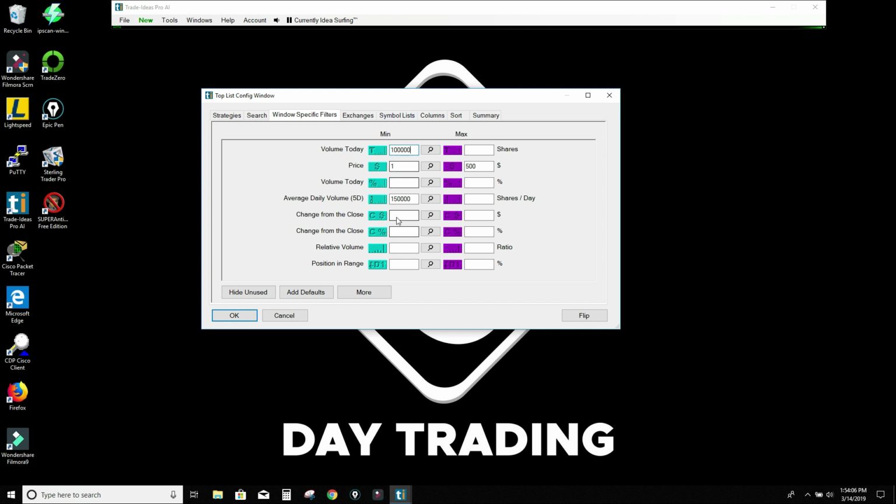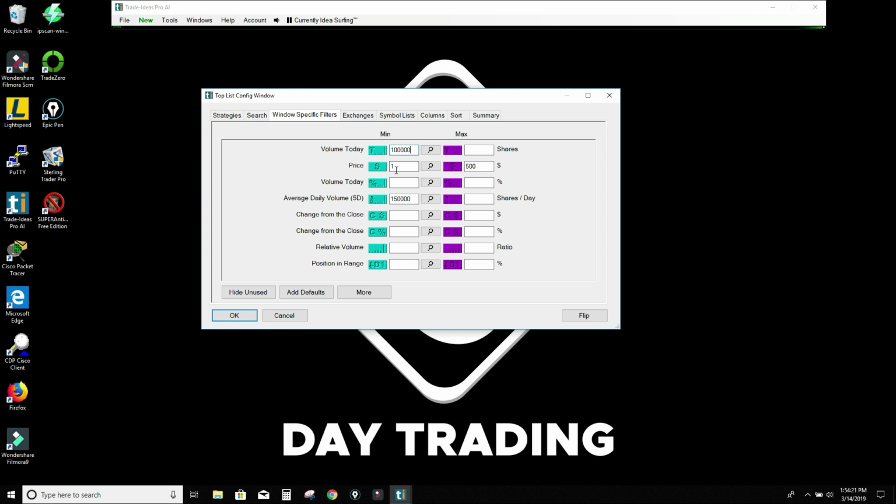You see these 2 columns, minimum and max. So I don't want to even look at a stock that's not trading on over 100,000 shares of volume. If it's trading under, then that means not many traders are interested in it.